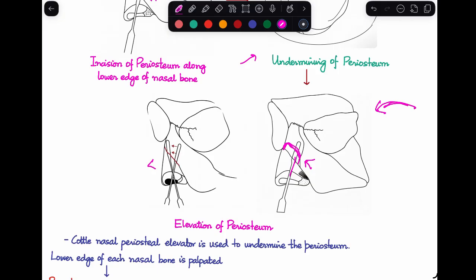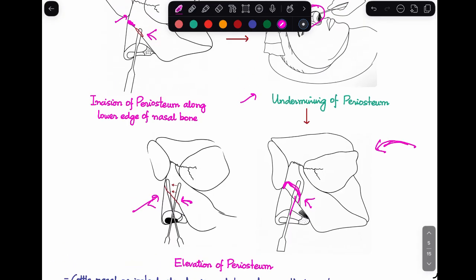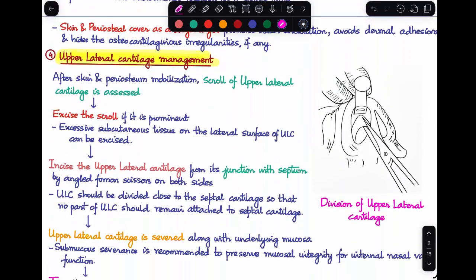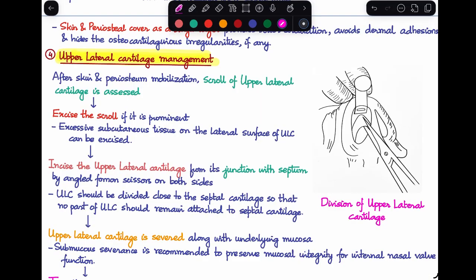So this is what elevating will look like as you move the instrument from side to side, trying to elevate the periosteum. So this is our third step, which is elevation of the periosteum. After we have elevated the periosteum, our next step would be to take care of the upper lateral cartilage. So what are we going to do here?